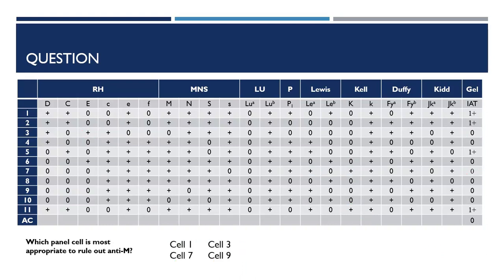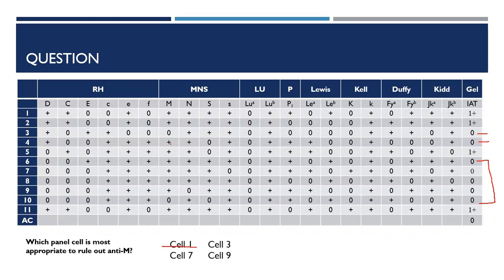Here's another one. Which panel cell is most appropriate to rule out anti-M? So now remember, anti-M has an antithetical partner, N. So if we want to rule out anti-M, it needs to be on a negatively reacting cell that has a double dose or homozygous expression of M. So we have panel cell 3, 4, and all of this whole section here that's all negative. So cell 1, we can't use that because it's a positively reacting cell. We cannot rule out specificities on a reagent cell that's reacting, so we can get rid of that.